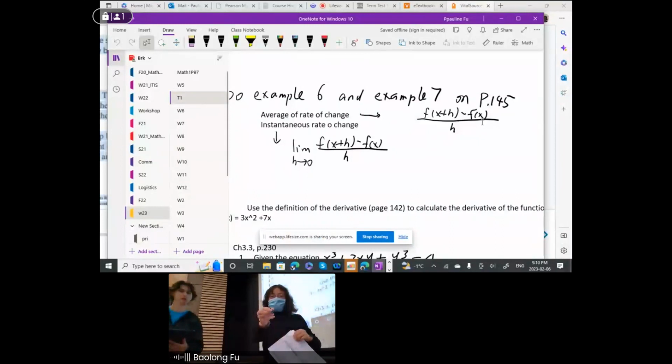Yeah, I forgot to mention those 2 examples in the textbook, 145. I'll look at those, about average rate of change and instantaneous rate of change.